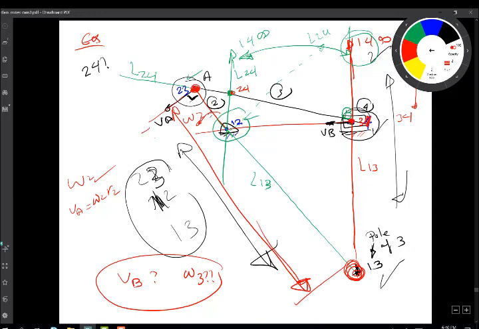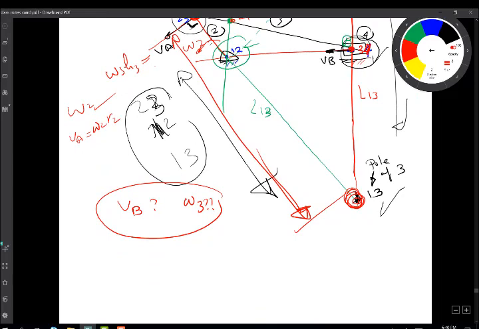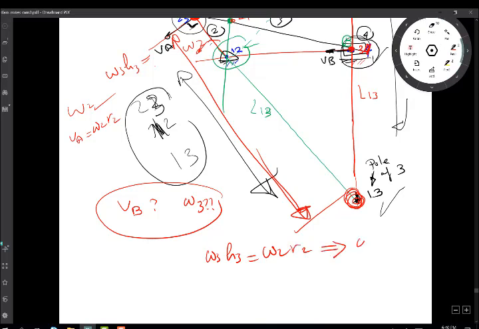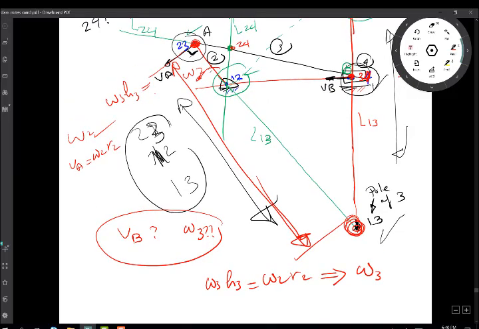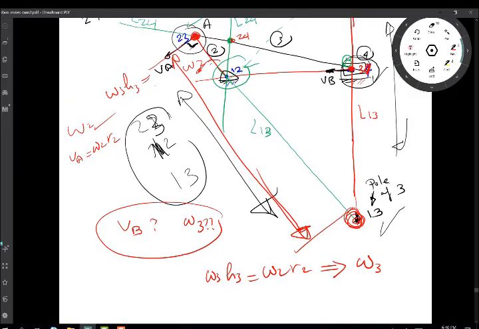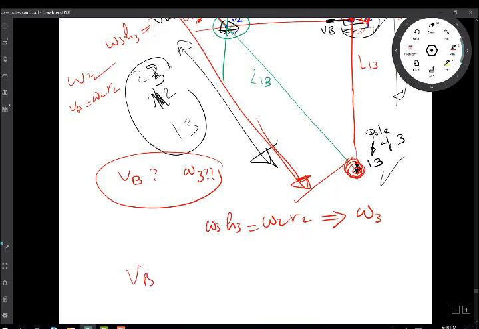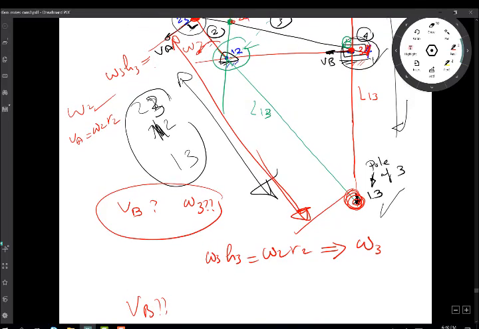So V, which is also omega 3, let's call the distance h3, for example. So now I can write this expression which says omega 3 h3 is equal to omega 2 r2, and I can get omega 3 from this expression. Now, how about the velocity of the slider VB? I need to get VB at this point in time, having calculated omega 3.